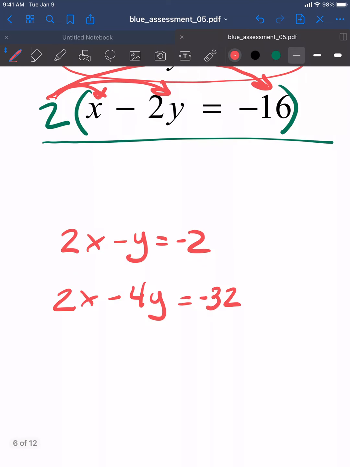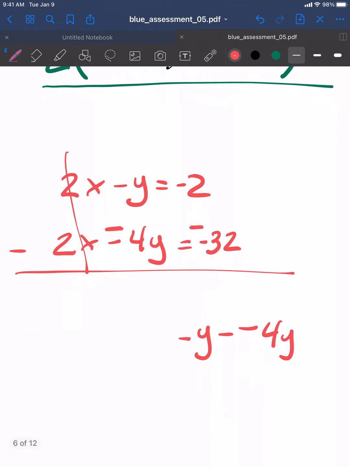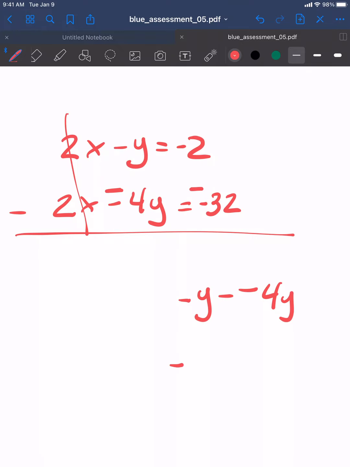Now what? You want to do subtraction? I think so. Max is going to get rid of the x's, right? And if I added them, I'd get 4 x's. I want no x's. So we're going to subtract everything. What is 2x minus 2x? Gone. What is negative y minus negative 4y? 3y. Okay, so you're saying this is the same as negative y plus 4y? When you subtract them, 4 minus 1 is 3. Sign of the bigger number is 4. So yes, you're right. It is 3y.